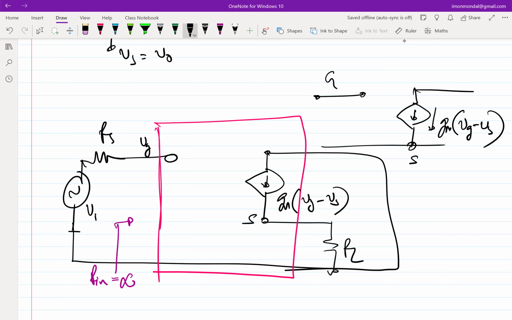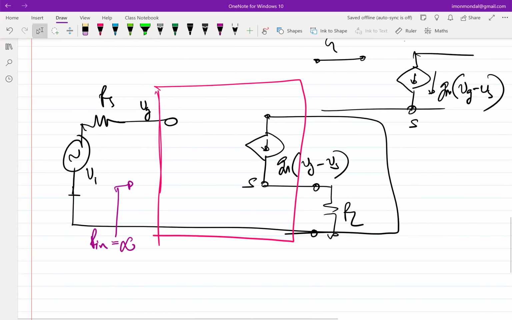Okay. So RL is connected here. So infinite is good, right? I mean, as close to ideal as we can get, even though in real transistors it's not infinite, but you don't have to bother about that. What about the output impedance? This I would request you to calculate and tell me.